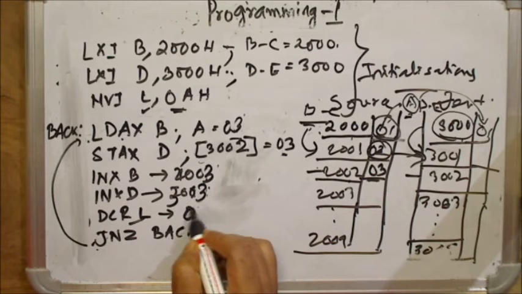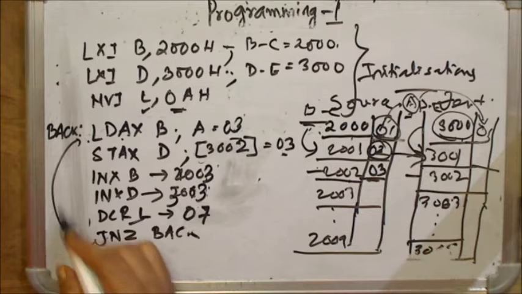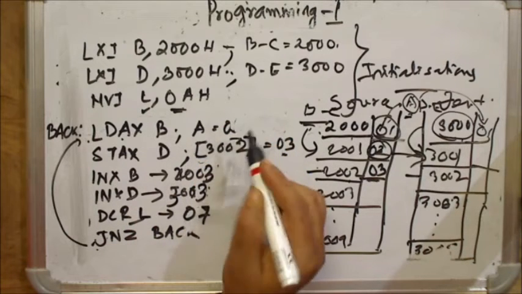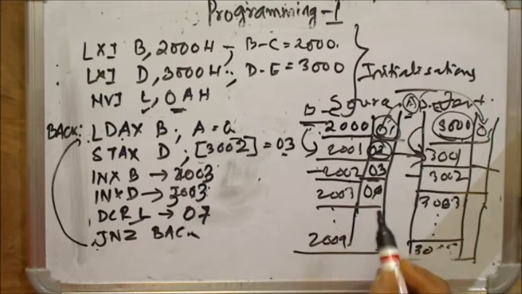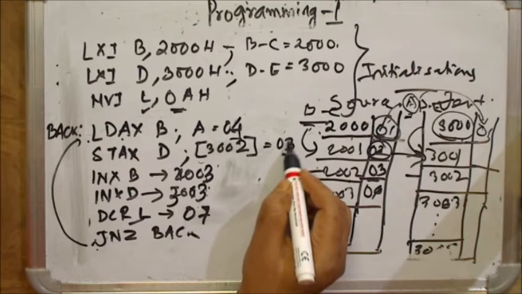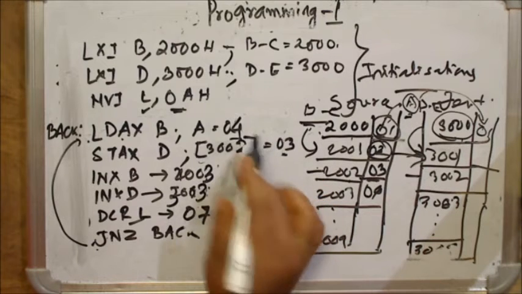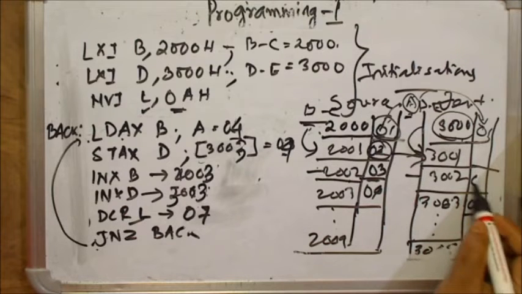DCR L. L was 9. Sorry, L was 8. Now it will be 7. So again it will jump. Now again LDAX B. So A is now, suppose, 4. So it is 4. Okay. So again 4 will be stored at 3003.